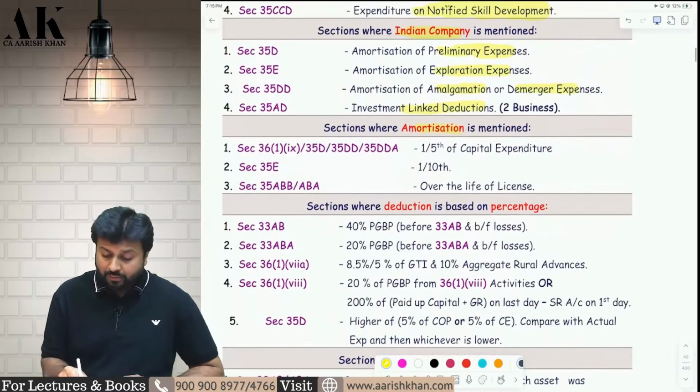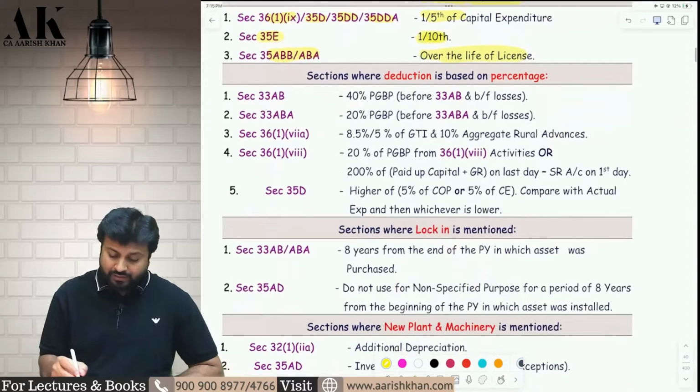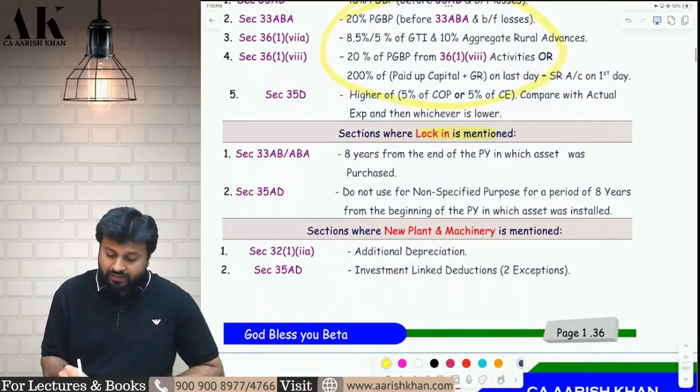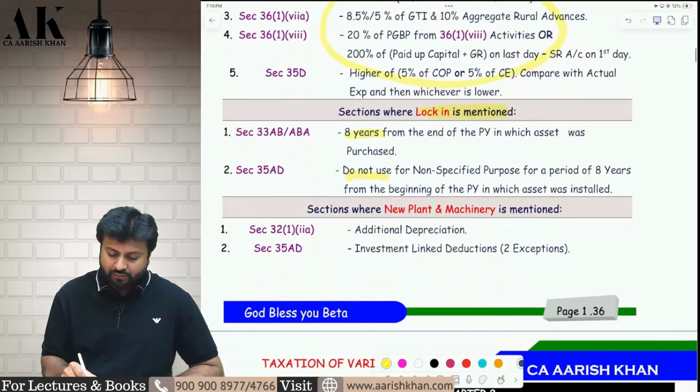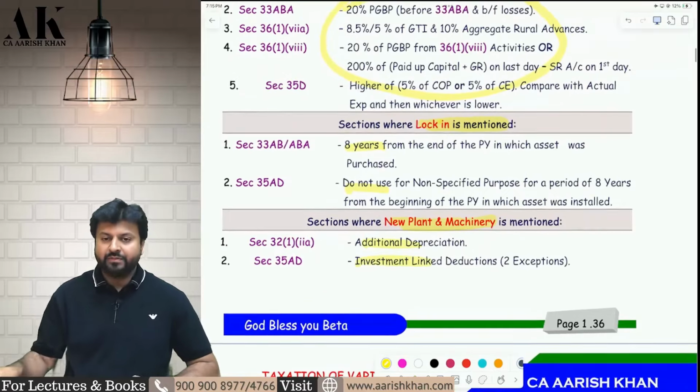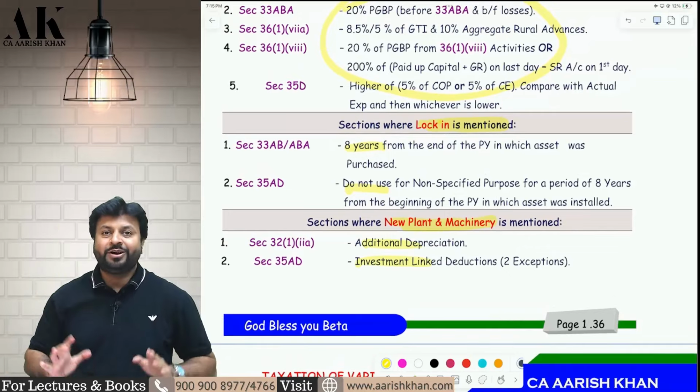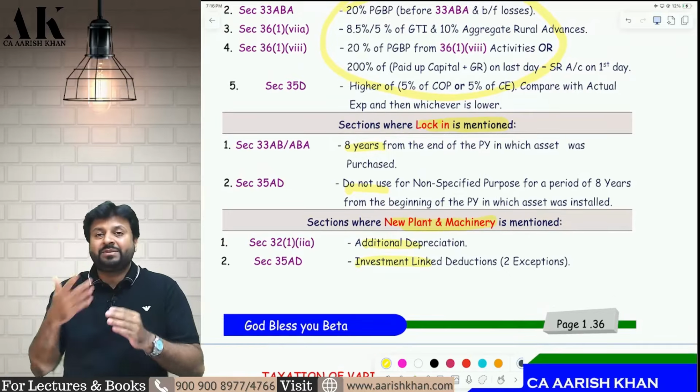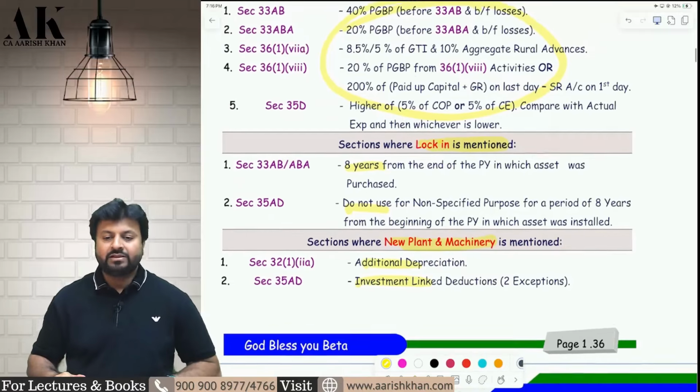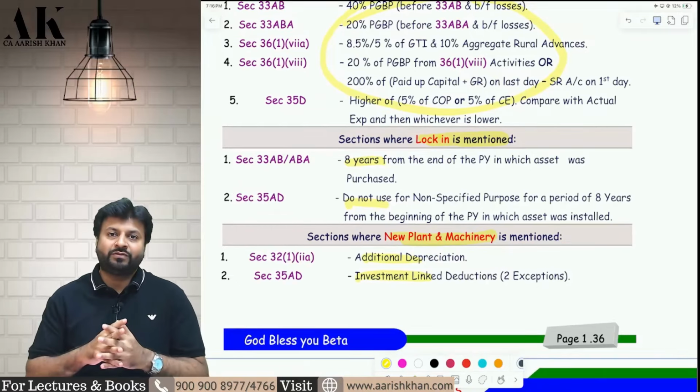What are the sections where amortization is given? In these sections 35D, 35DD, it is 1/5. Then 35E, taxation of mine, it is 1/10. And then telecom license or spectrum fee, it is over the life of the license. What are the deductions where the deduction is based on some percentage? What are the deductions where lock-in period is mentioned? And what are the deductions where new plant and machinery has been mentioned? This is just a bird's eye view of all the multiple provisions which are repeating at multiple places. Okay. So this is the level at which we have made this particular book for you all.